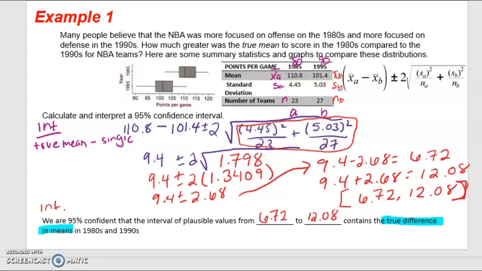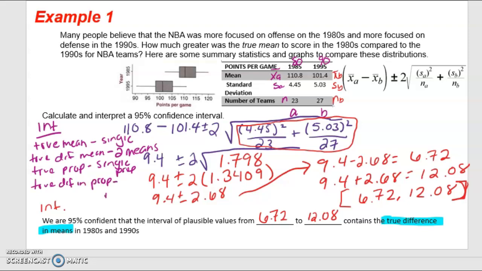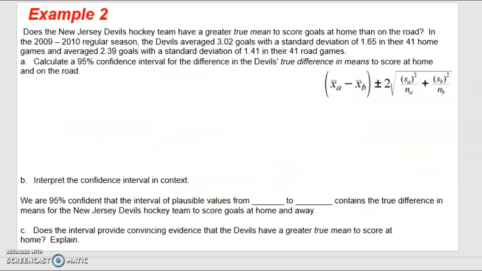If I say the true difference in means, that's two means. If I say the true proportion, that's a single proportion. If I say the true difference in proportion, that means I'm giving you two proportions. So that's kind of the big thing that separates all 4 of these confidence intervals that we've looked at so far.